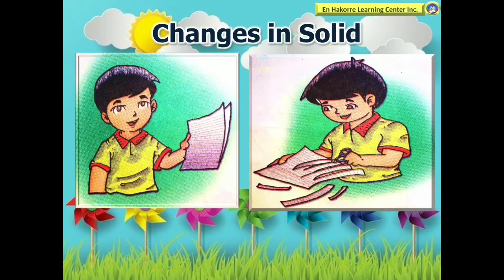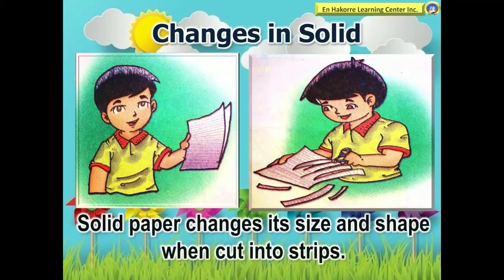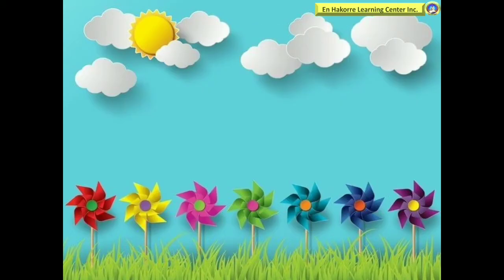The pictures show how solid paper changes its size and shape when cut into strips. But no matter how you cut the paper into pieces, the particles of solid are still there. So it will remain as paper, but it will just change its size to smaller pieces called strips of paper.